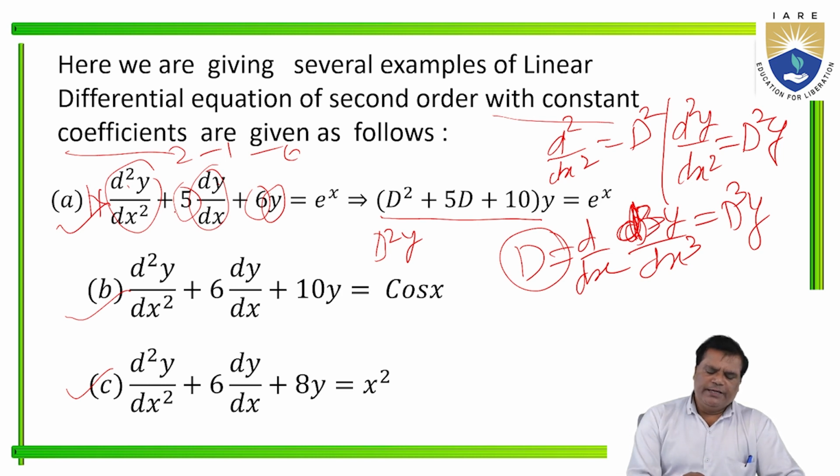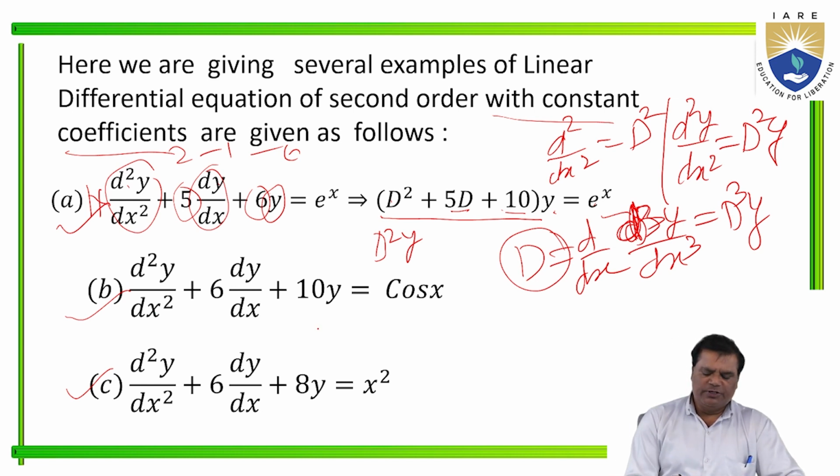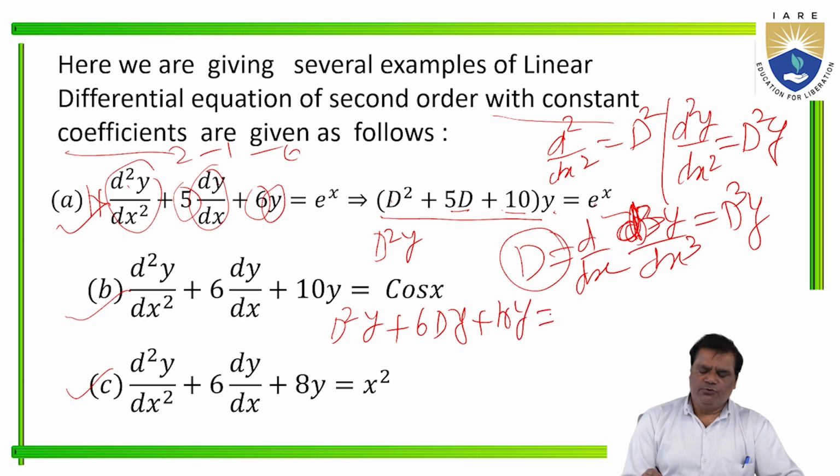So we can write this equation d square y plus 5dy plus 10y equal to e to the power x. Y is common, taking it common on the left side. So d square plus 5d plus 10 into y equal to e to the power x. Similarly, this equation we can write in the same type: d square y plus 6dy plus 10y equal to cos x. So here y is common, d square plus 6d plus 10 into y equal to cos x. So we can write this equation in this type.